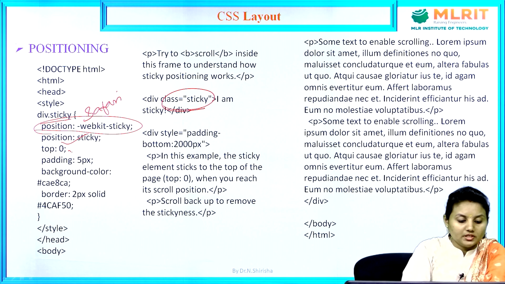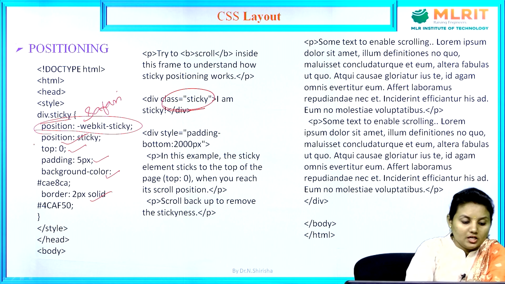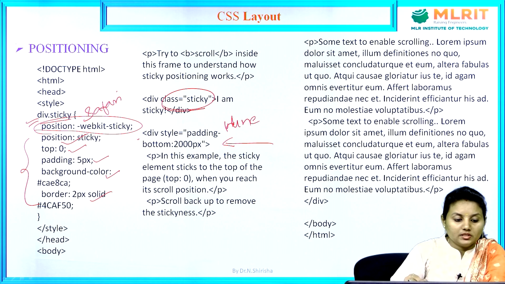So, top 0, padding 5 pixels, background color you are giving, and the border 2 pixels solid color you are giving. So, what are these? These are the properties of your div tag. What is there in the div tag? And for style also, this is an inline CSS you are giving. So, what is inline CSS? It can be given inside the element.